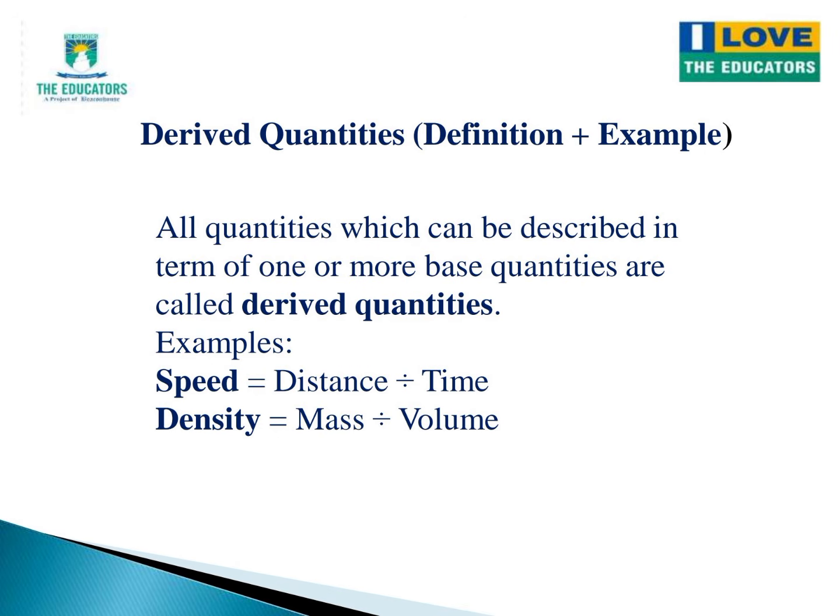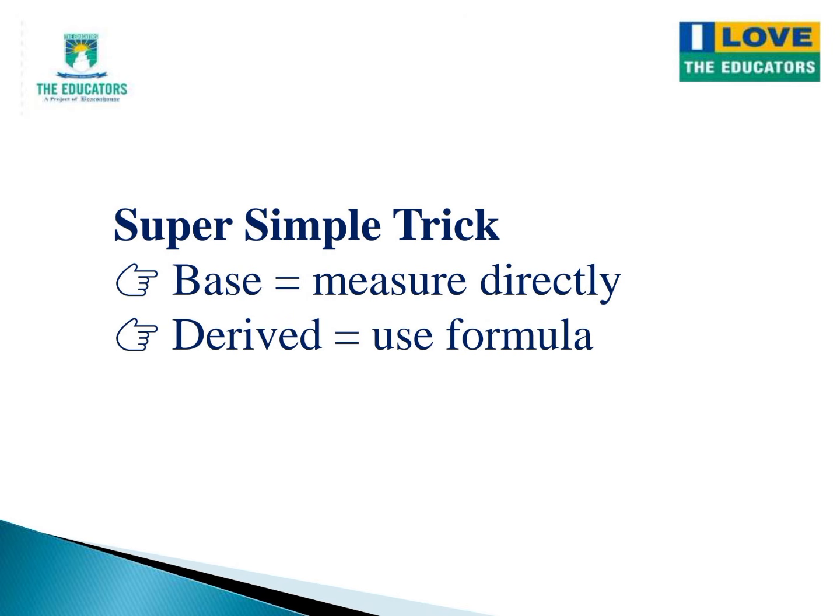Now, the definition of derived quantities, this is also important. You must memorize this as well. All quantities which can be described in terms of one or more base quantities are called derived quantities. For example, speed, density. The formula of speed is distance divided by time and the formula of density is mass divided by volume. Distance and time are base quantities, mass and volume are also base quantities. With the help of these base quantities, the derived quantities can be formed. Okay students, here is a very easy trick. A base quantity is measured directly and derived quantities use formulas.